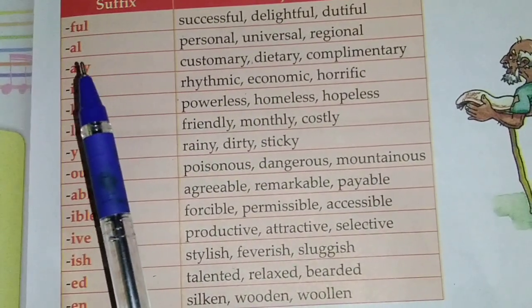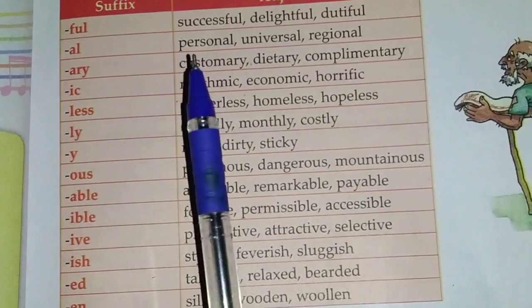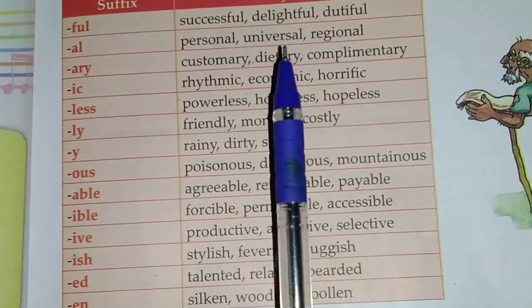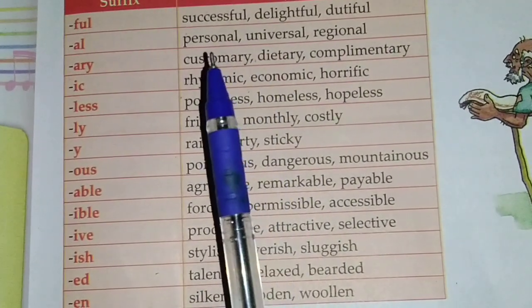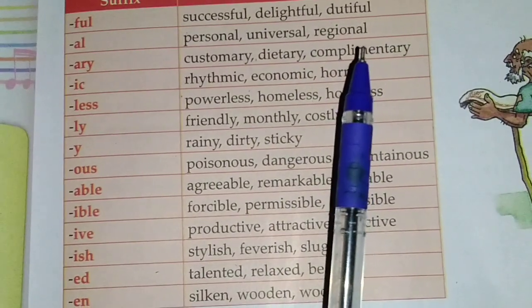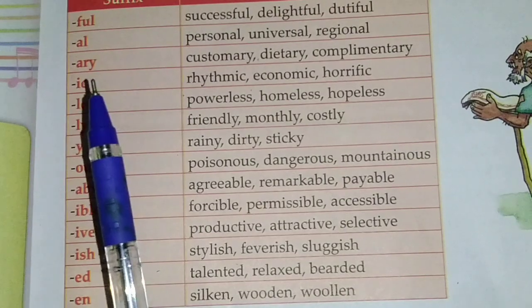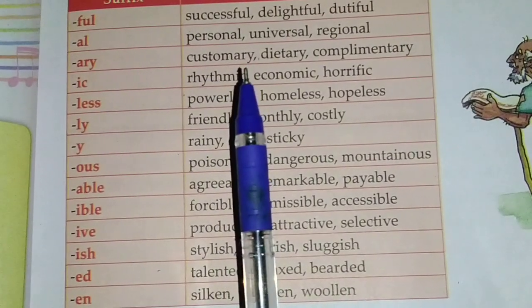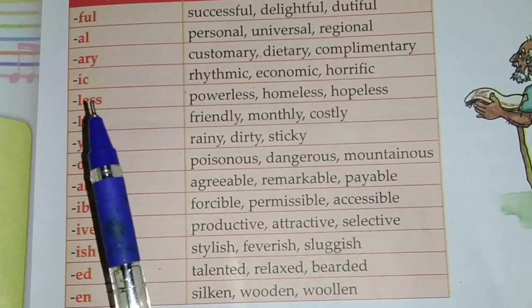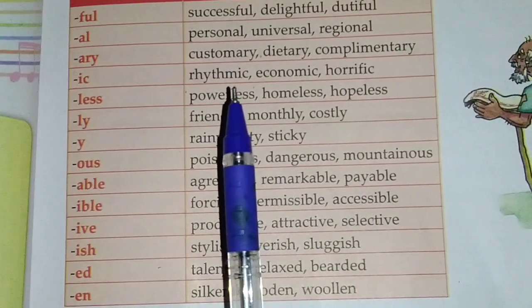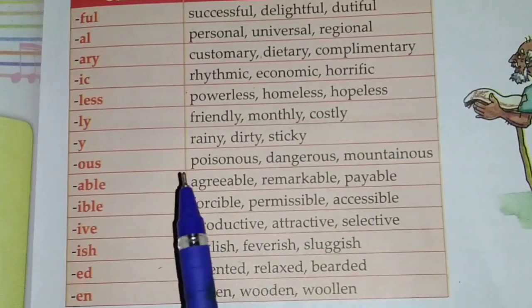Next one is AL. By adding AL, we form adjectives. For example, the words were person, universe, reason. After adding suffix AL, they became personal, universal, reasonal. These all are adjectives. Similarly, by adding ARY, words become customary, dietary, complimentary. Similarly, by adding IC, the words become rhythmic, economic, horrific, heroic, right?